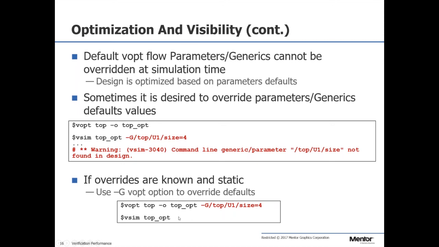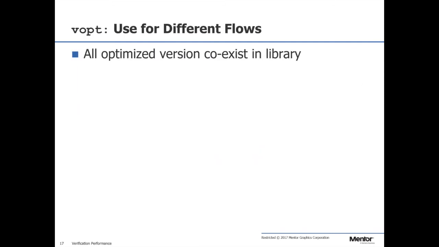So at simulation time, I can go ahead and run that at 0, 1, 2, 3, 4, 5, up to 1,000. You'll get a slightly less optimal optimization, so slightly less speed, but you don't need to create 1,000 different optimized net lists in that case. Any optimized net list that you create actually gets stored in your work library.